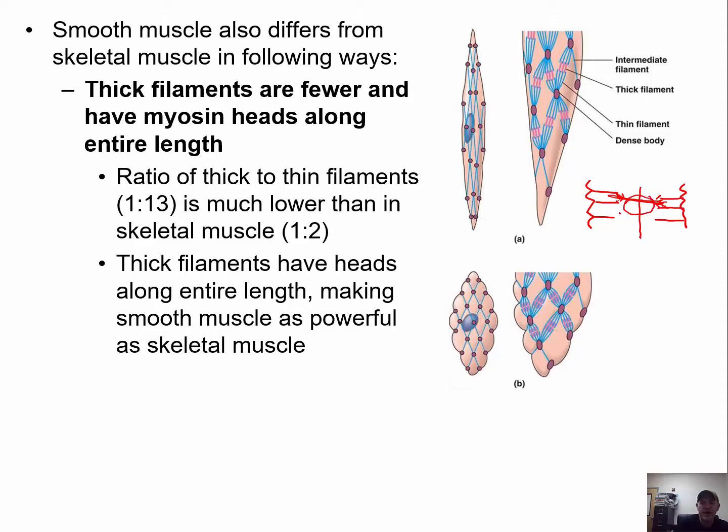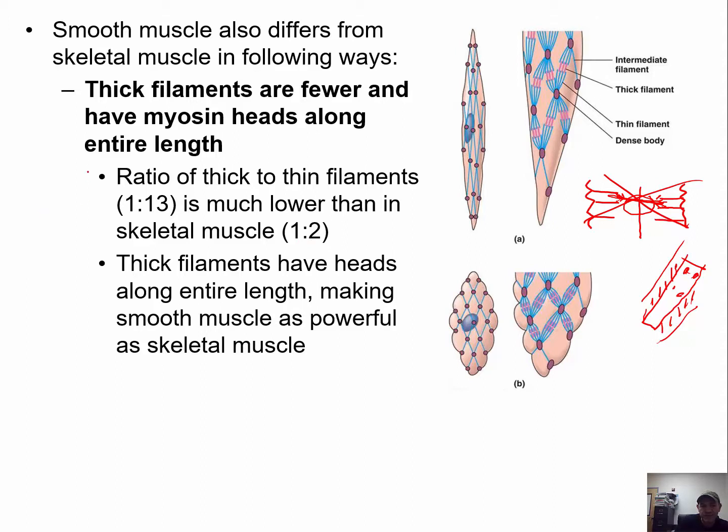But despite the fact that we don't even have a sarcomere arrangement, we do have thick filaments, and the thick filaments are going to have myosin heads all through the length. So the myosin heads are going to go all through the length of the thick filament, and then you have your thin filaments on either side. So we still have the thick filaments with thin filaments, but there are going to be fewer thick filaments. Okay. In skeletal muscle, the actual ratio of thick filaments to thin filaments is 1 to 2. So for every one thick filament, there are 2 thin filaments.